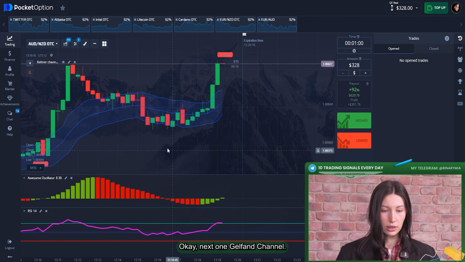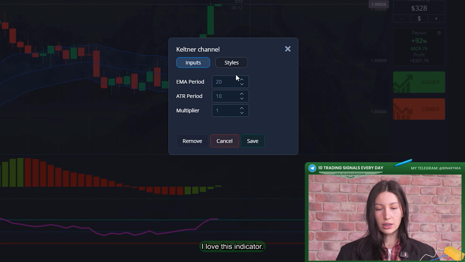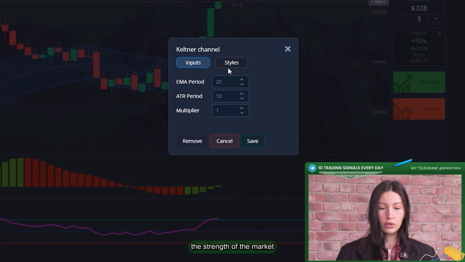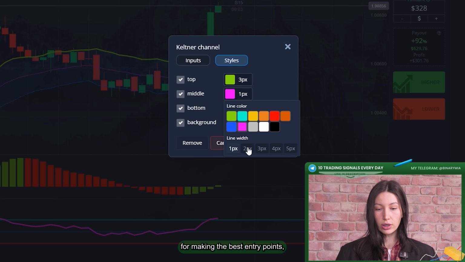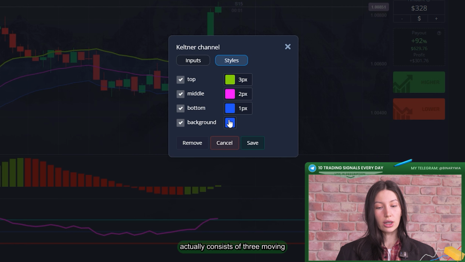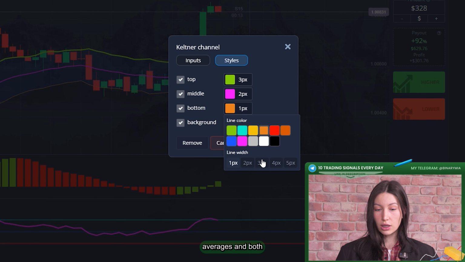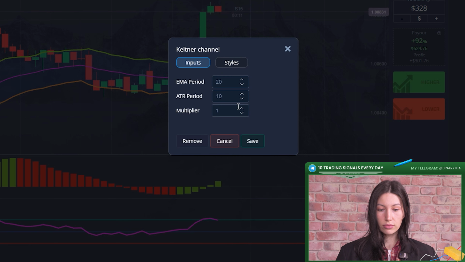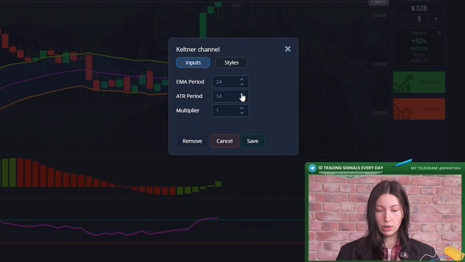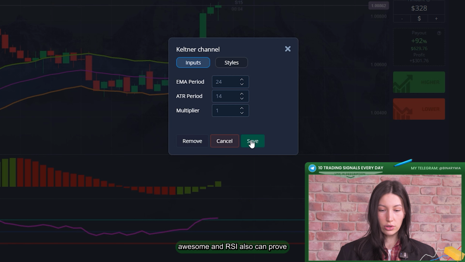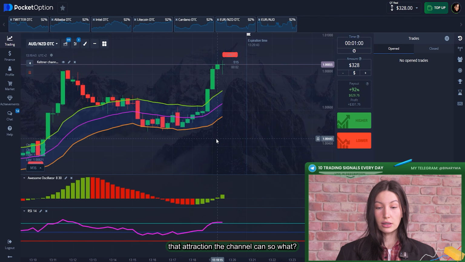Okay, next one, Keltner channel. I love this indicator, it helps me to analyze the trend of the market, and I can also use it for making the best entry points, because this indicator actually consists of 3 moving averages. Both indicators, awesome and RSI, can also prove the direction the Keltner channel can show us. So we are ready to start, so let's go.